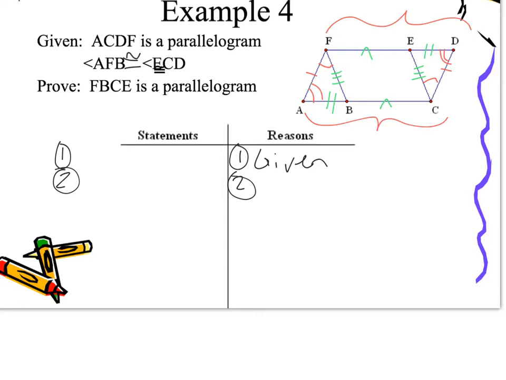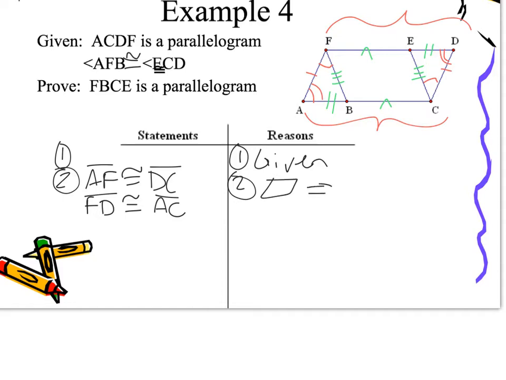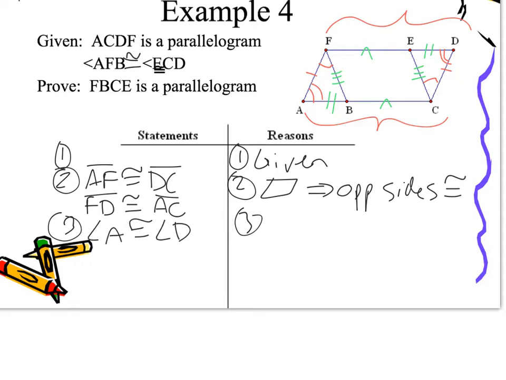So I'm going to start with AF is congruent to DC, and I'm also going to state that FD is congruent to AC, by if it's a parallelogram, then opposite sides congruent. Then I've got my opposite angles. Angle A congruent to angle D. If it's a parallelogram, then opposite angles congruent. And I'm not even going to mention the other angles because I'm not going to use them.